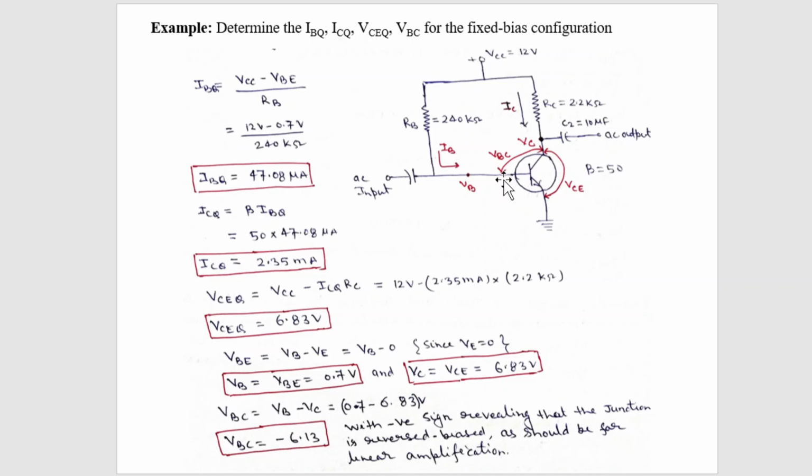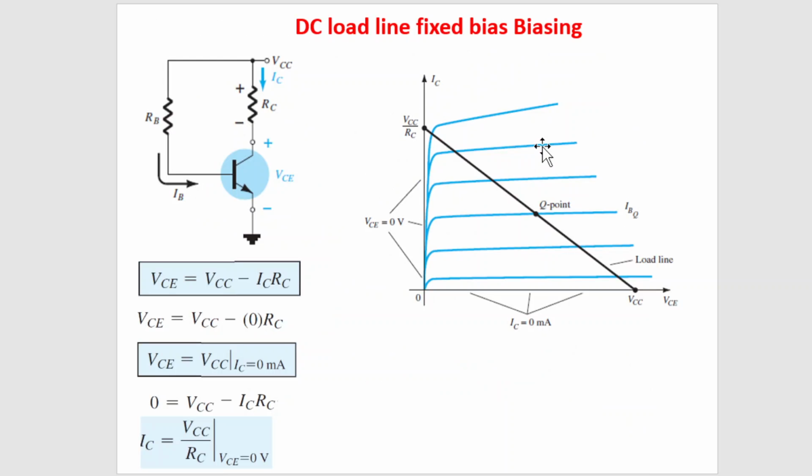That means this voltage, base voltage minus collector voltage, that is base collector voltage drop, is basically negative. That means this junction is reverse biased, and that is what we require for a common emitter transistor for amplification purpose. So this configuration is called a fixed bias configuration. Okay, so now let us move forward.